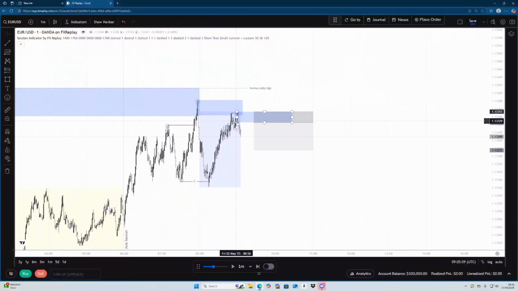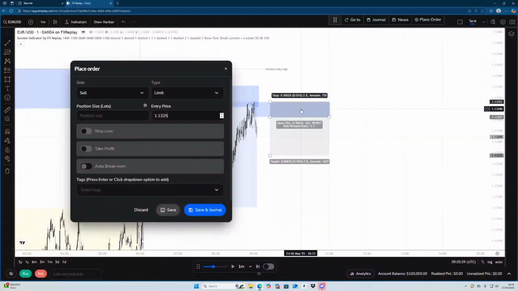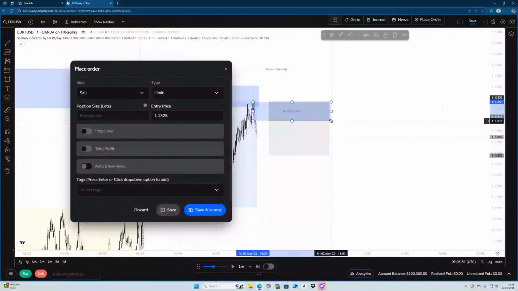Make this neat. 3, 3, 2, 5. Let me just cover this imbalance here. Be safe. 3, 3, 1.